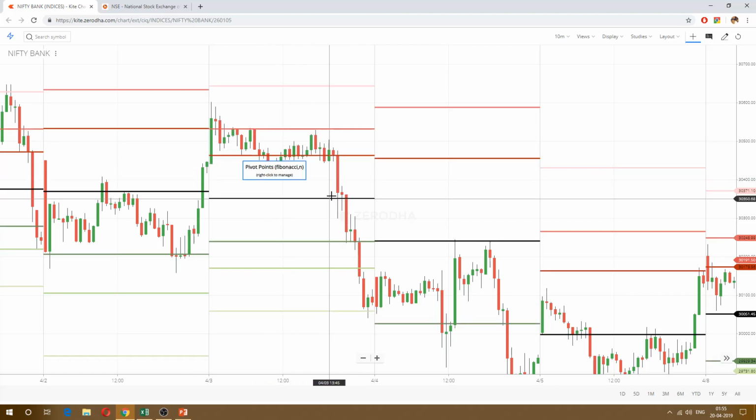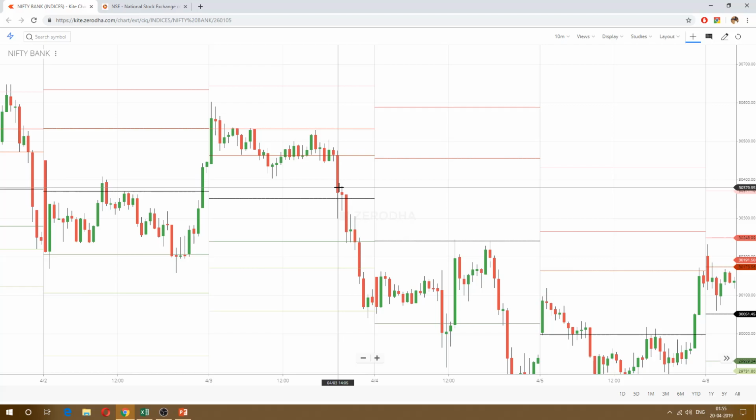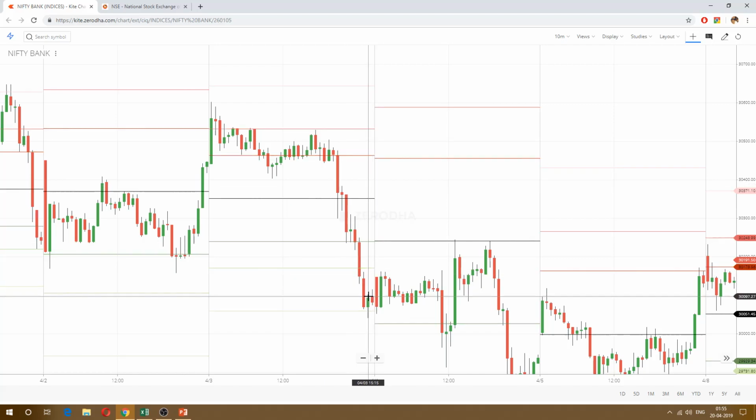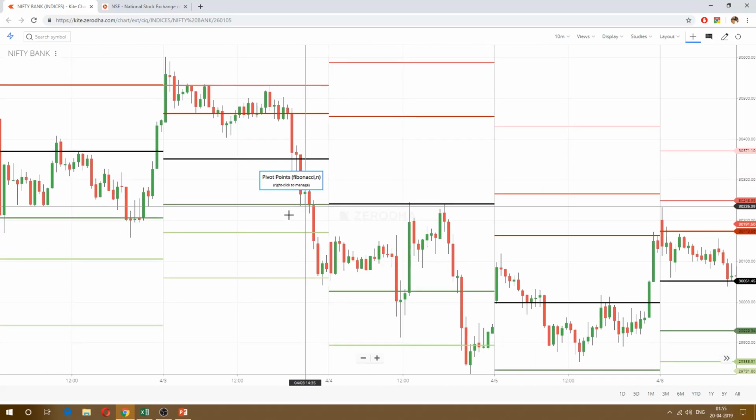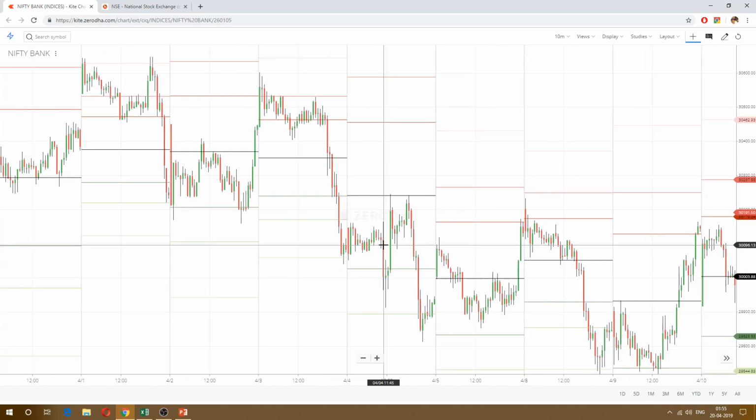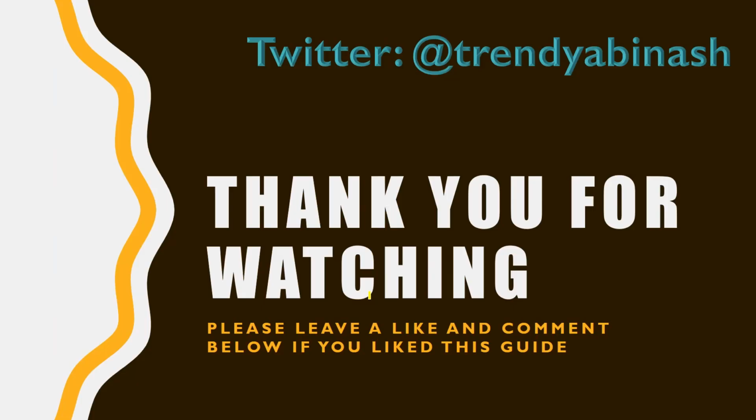So as soon as this breach happens, I will sell Bank Nifty. Okay, so I hope you understand what is happening here, how to trade pivot lines. In the next video, alright, I think that's about it.